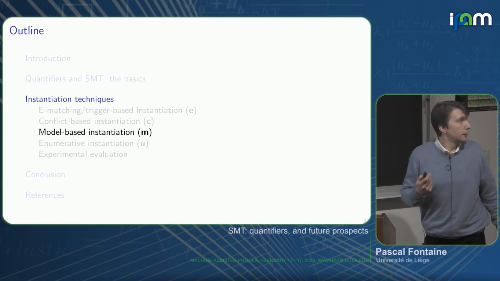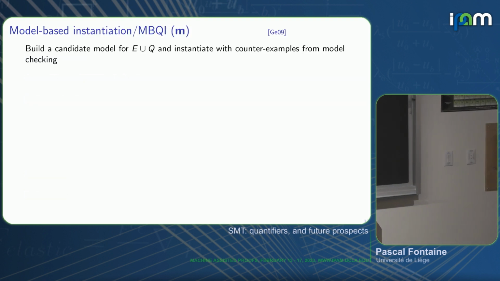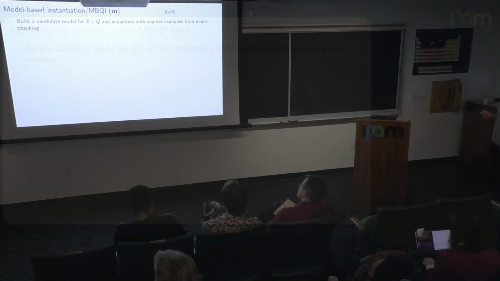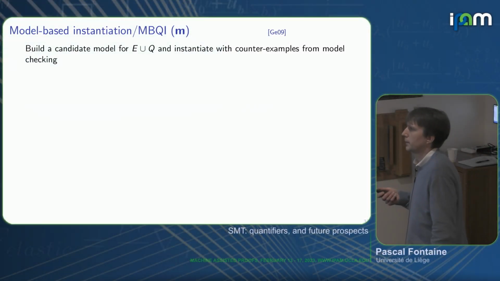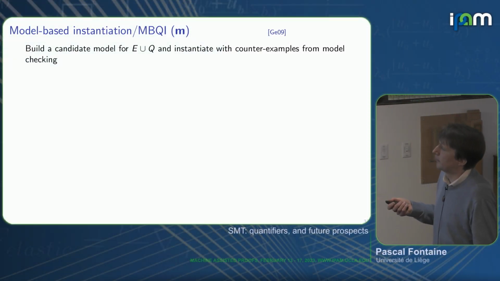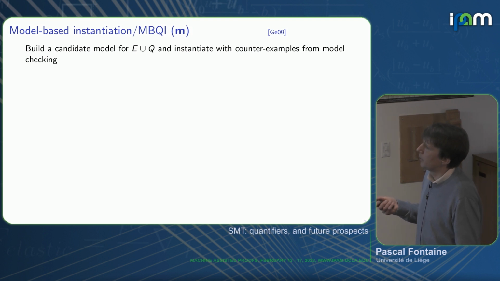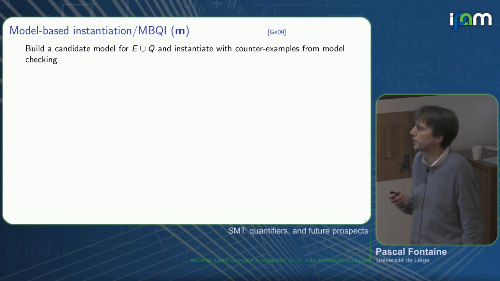I will go quickly over model-based instantiation. Basically, we want to build what is called model-based quantifier instantiation, which is a technique by Gay and Demora, who was working on Z3 before working on Lean. Model-based instantiation is a technique that builds a model for the ground stuff that you have and checks if this model is consistent with the quantified formulas that you have.